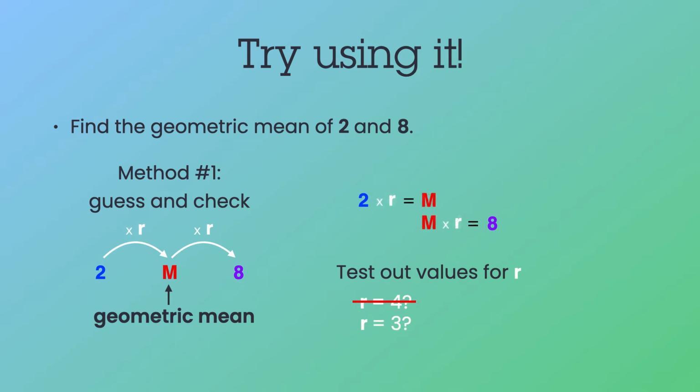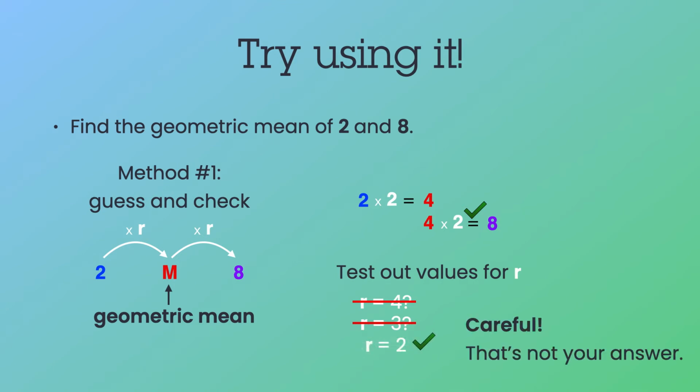So let's reset here, and then we'll fill in our R values for 3. 2 times 3 is 6. Then 6 times 3, nope, 6 times 3 is 18. We're still too big. So let's try 2. We'll reset our formulas, and what if we put in 2 for R? 2 times 2 is 4, and then 4 times 2 is 8. We found it. R equals 2.